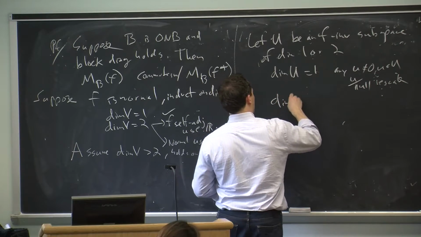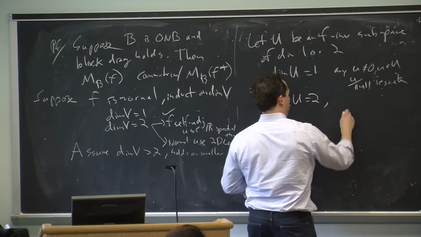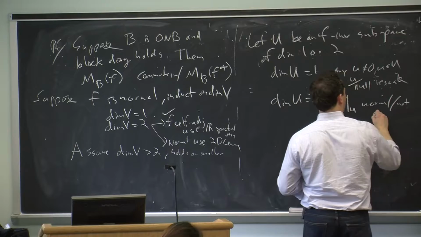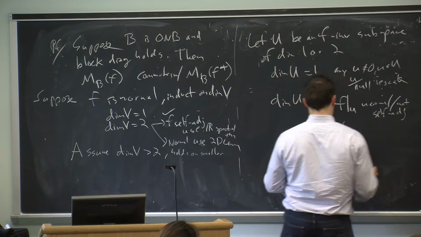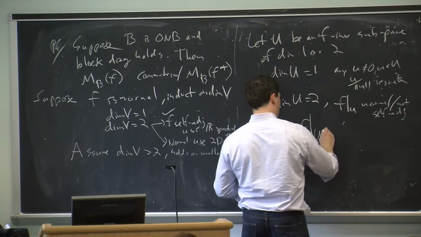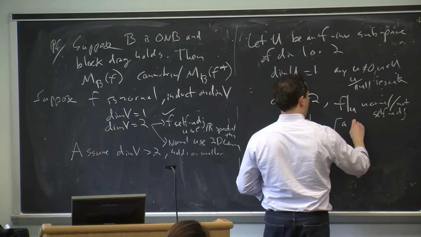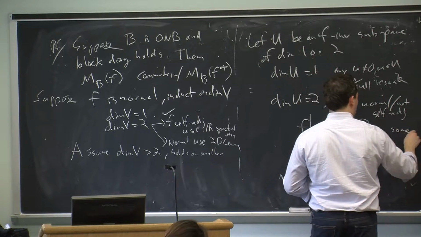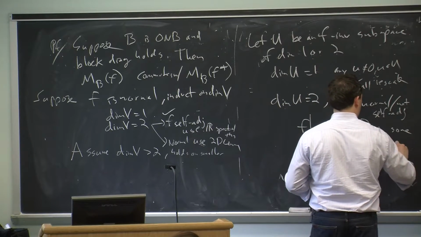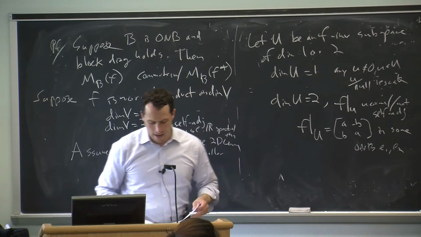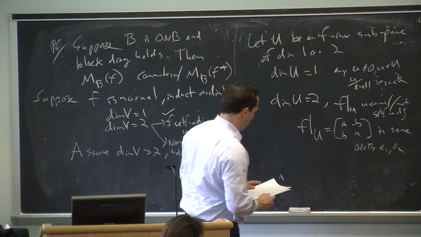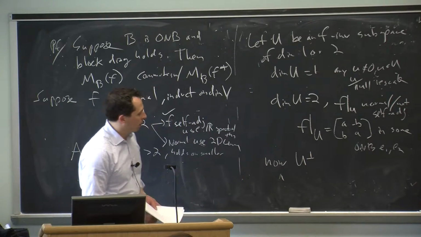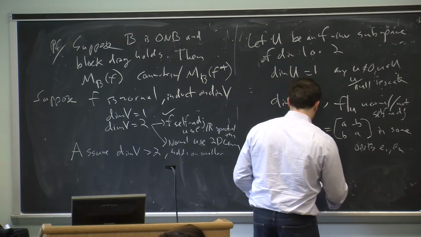If the dimension of U is 2, F restricted to U is normal, but not self-adjoint. And so we use our lemma to get that it has a block diagonal matrix as desired in some orthonormal basis E1, E2. In both cases, I have an orthonormal basis of either a 1 or 2-dimensional space. And now, to finish the induction, I need to look at U perp, the orthogonal complement of U.